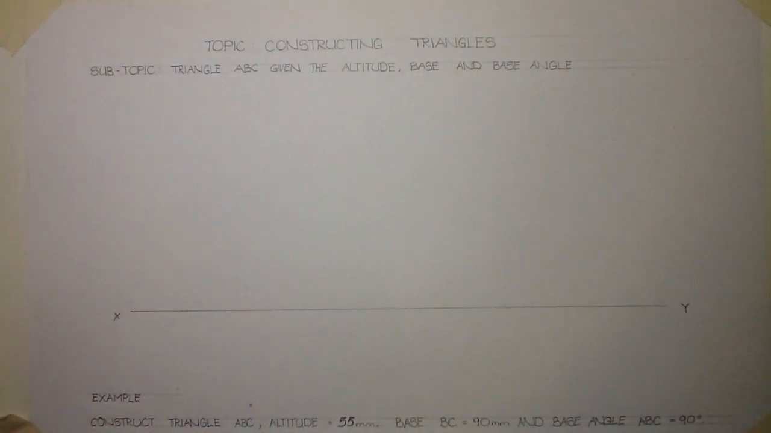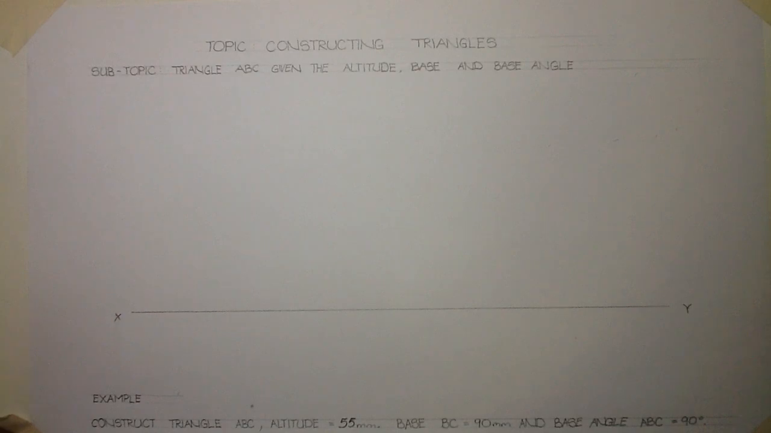In this tutorial, we're going to be constructing a triangle given the altitude, base, and base angle. In the example, we're asked to construct triangle ABC whose altitude is 55 millimeters, the base BC is 90 millimeters, and the base angle ABC 90 degrees.